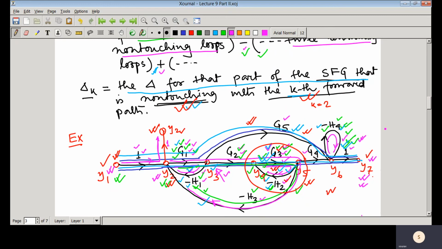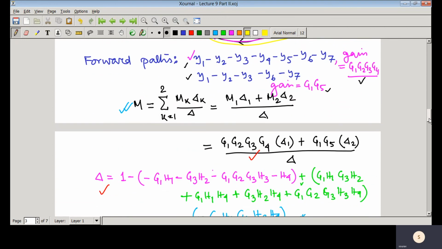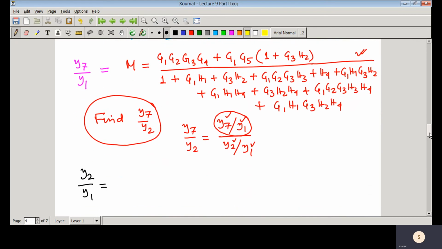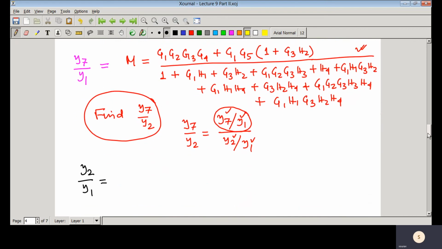The only thing is, in the numerator part, as there is only one forward path, we consider the rest of the portion of the signal flow graph which is non-touching with this forward path. In this particular part, you can see that there are two loops. This is one loop and this is another loop, and they are non-touching loops. So we can find the delta 1 in the numerator.